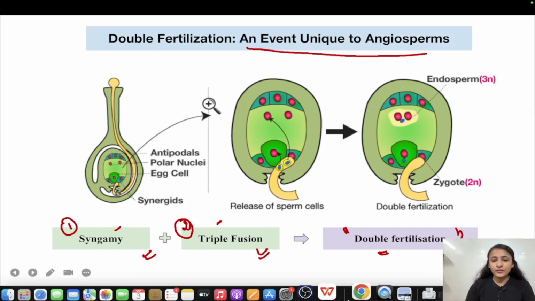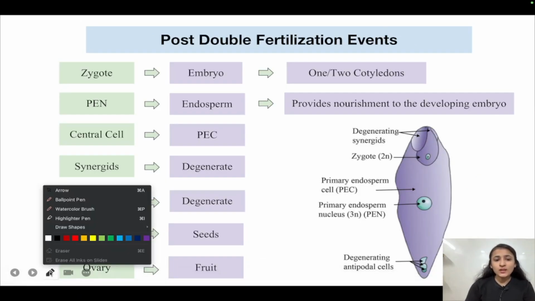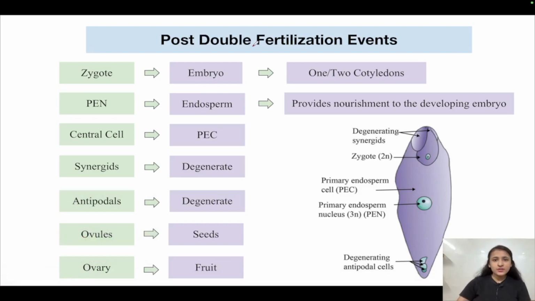Now, let's move forward. So, what happens post fertilization? Fertilization has taken place. Post double fertilization, what are the events that take place? See, post double fertilization, this is how the embryo sac will look. The zygote has formed. Now it will divide further via mitosis in order to form the embryo. The zygote forms the embryo, which is the future plant.